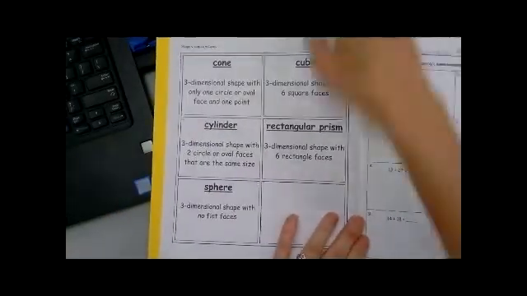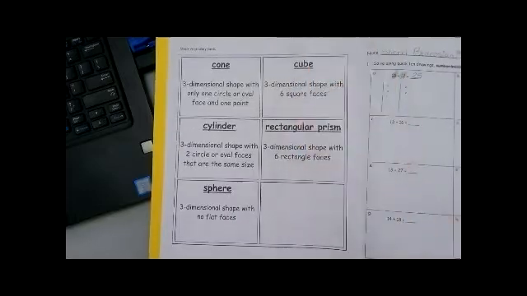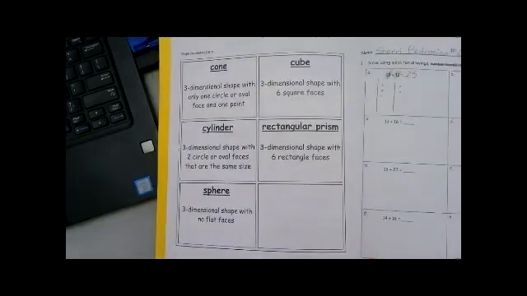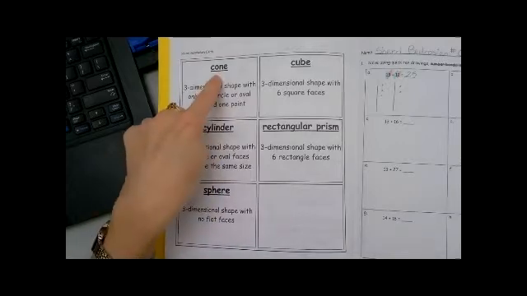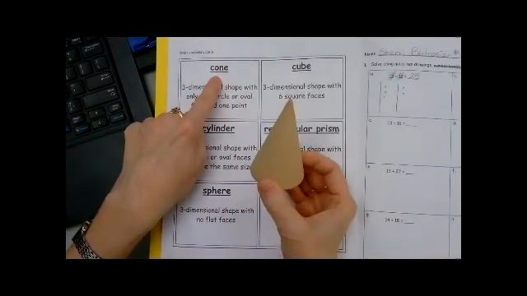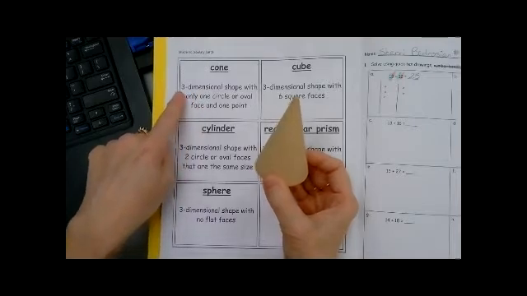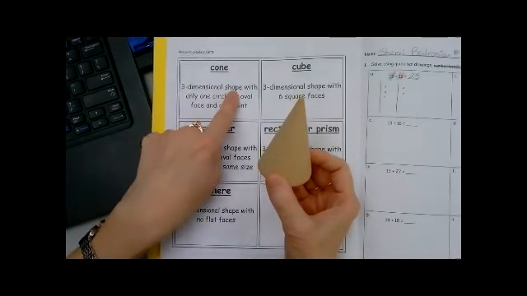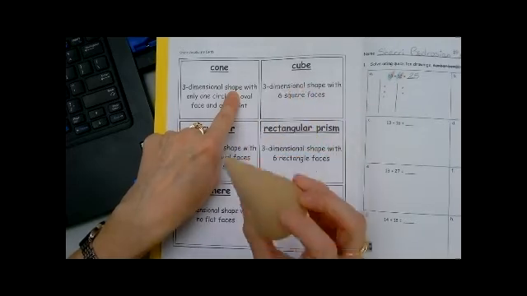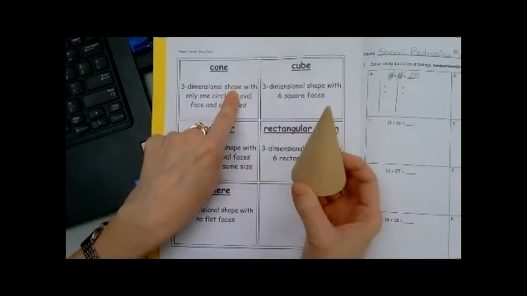Today, we're going to start learning about 3D shapes, okay? I have some examples here to show you, and we're going to go over the attributes. We're going to start with a cone. Class, this is a cone, okay? Let's read about the attributes. It's a three-dimensional shape, okay? That's what these types of shapes are. They're 3D shapes. Three-dimensional.